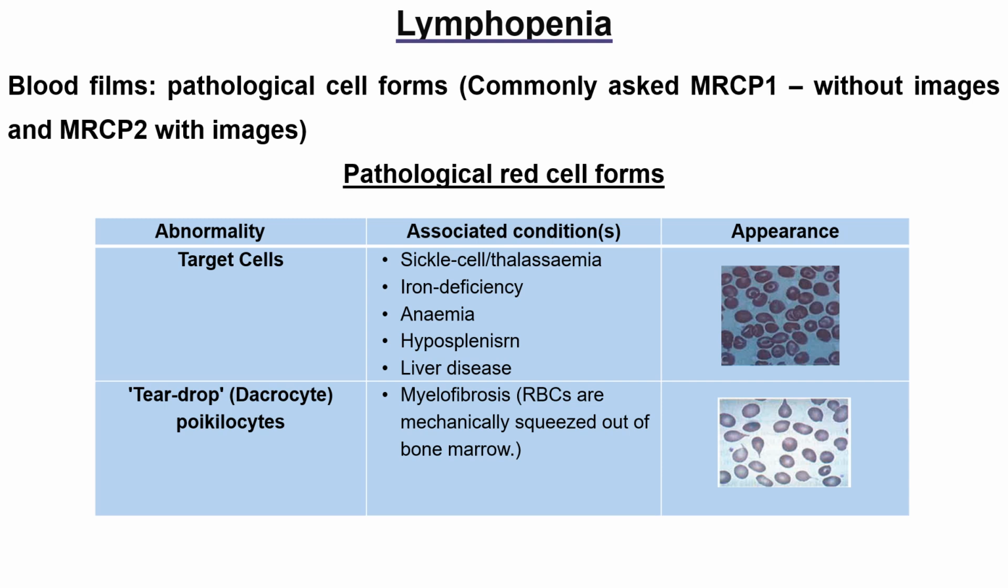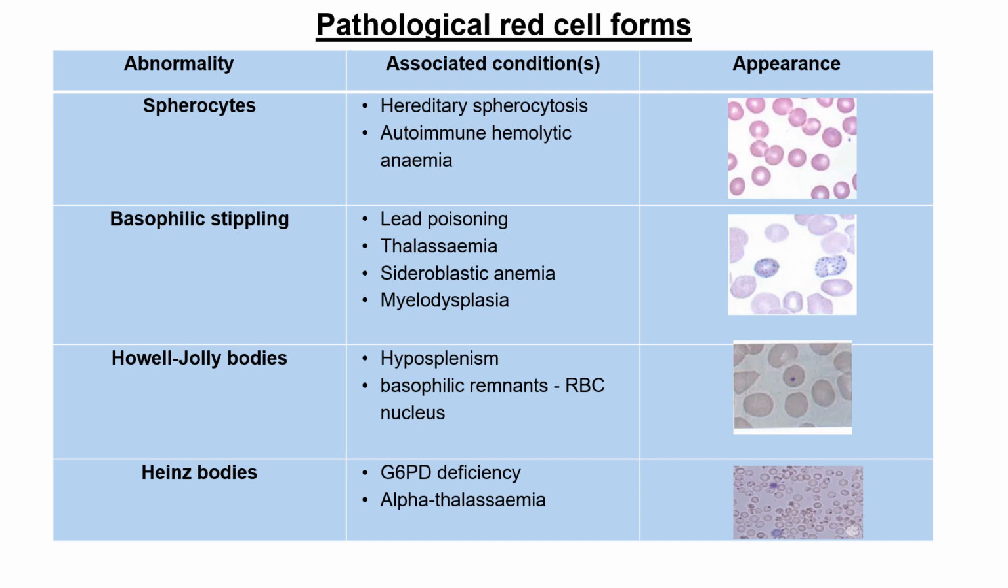The teardrop poikilocytes are the hallmark of myelofibrosis. Red blood cells are mechanically squeezed out of bone marrow, which causes teardrop cells. Spherocytes are typical for hereditary spherocytosis, as the name says, and autoimmune hemolytic anemia. Moreover, lead poisoning, thalassemia, sideroblastic anemia, and myelodysplasia can cause basophilic stippling.